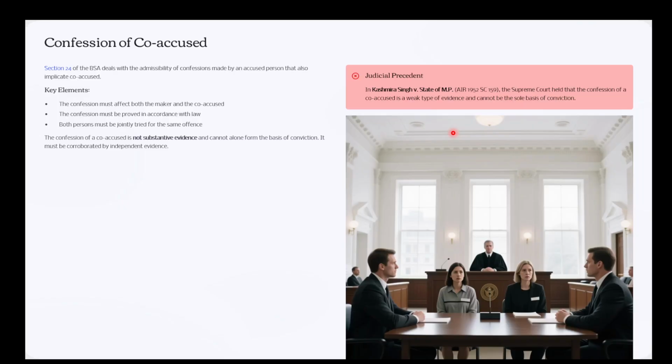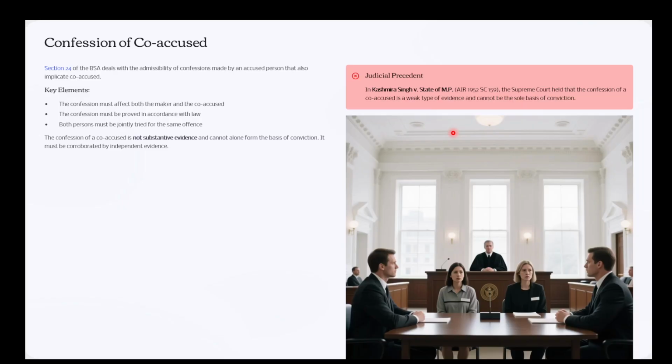So, confession and co-accused. Section 24 of the BSA deals with the admissibility of confessions made by an accused person that also implicate a co-accused. Key elements are: the confession must affect both the maker and the co-accused, the confession must be proved in accordance with the law, and both persons must be jointly tried for the same offense.